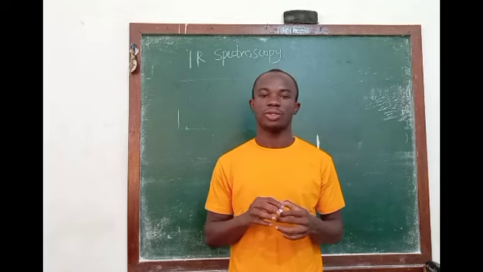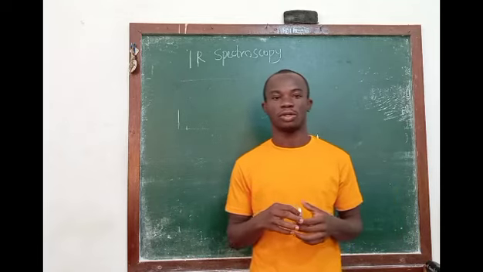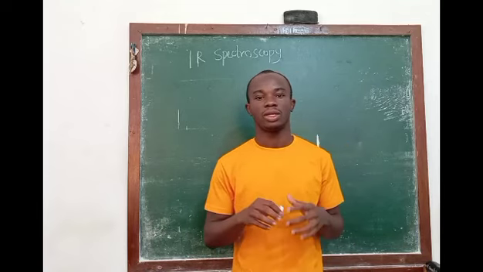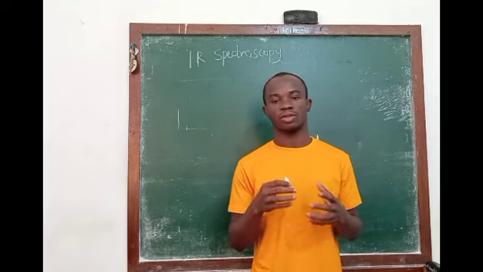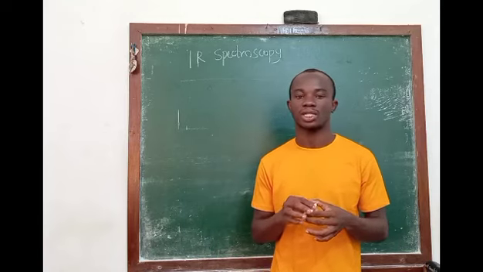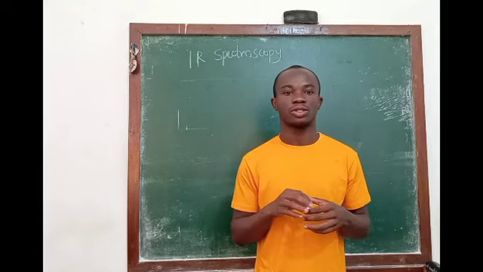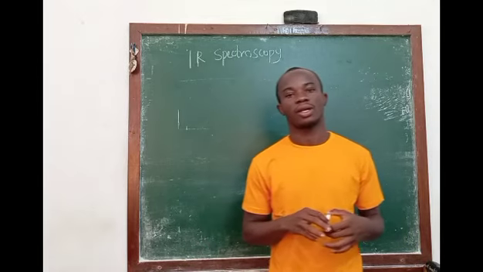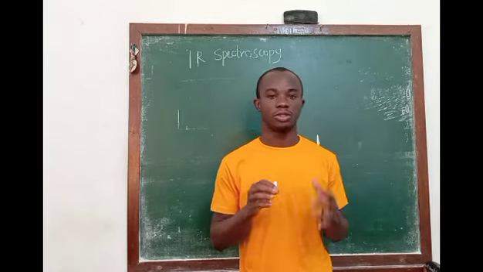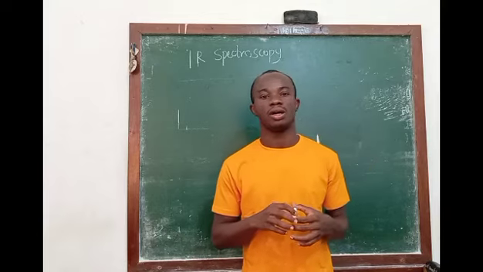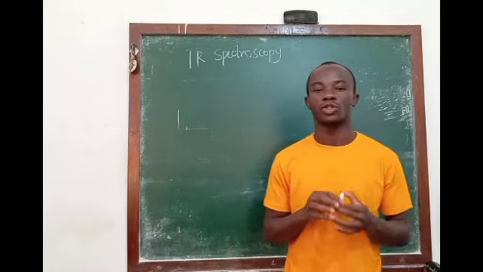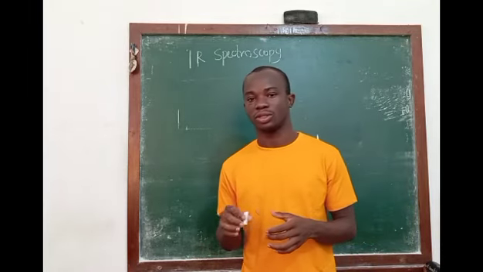So in this video, like I said, I will be giving some of the things that we can always look out for in an IR spectrum in order to know the class of compound that our IR spectrum is talking about. First, an IR spectrum is usually divided into two parts: the functional group region, and what we call the fingerprint region.